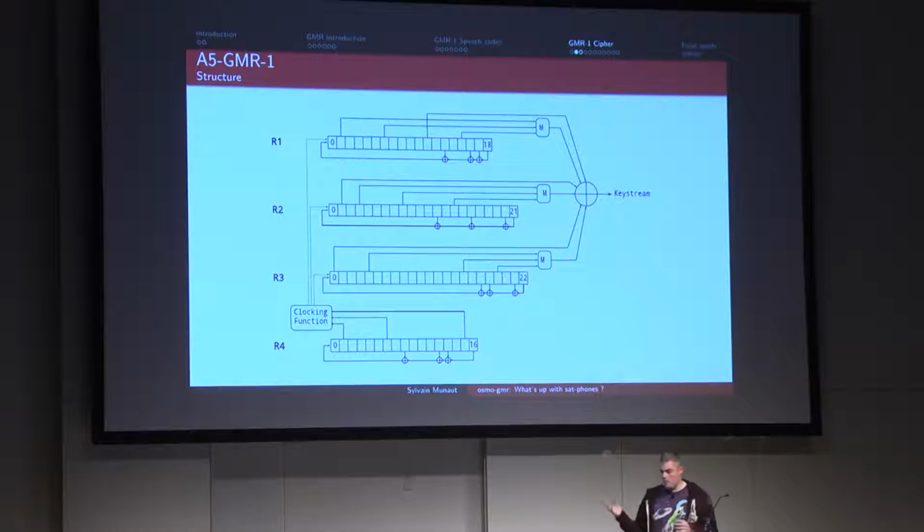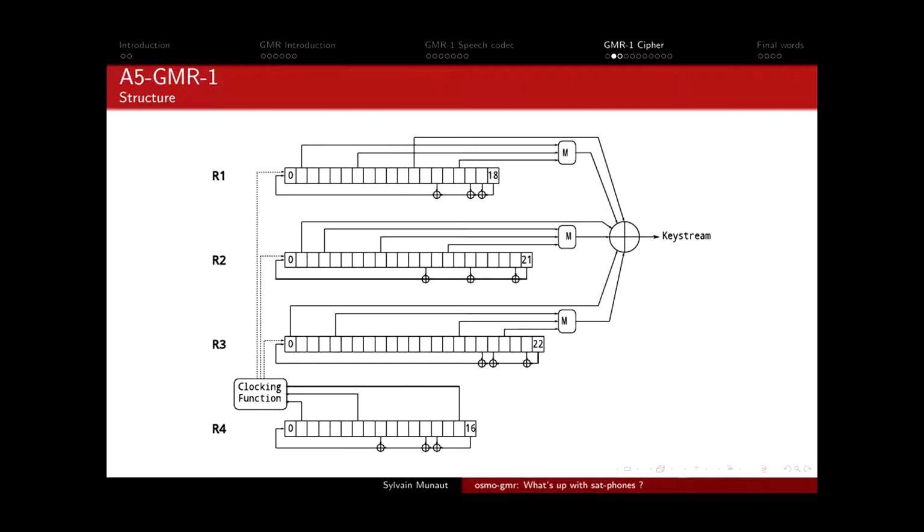And as I said, it's actually a copy of A5/2, except they changed every number. The polynomials for the linear feedback registers are different. Which bits are tapped to combine into the outputs are different. Same thing for R4, but it's the exact same structure, which means we can reuse the attacks that work on A5/2.